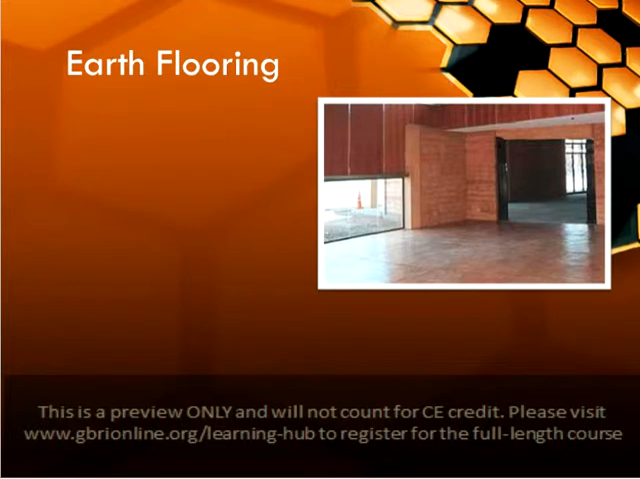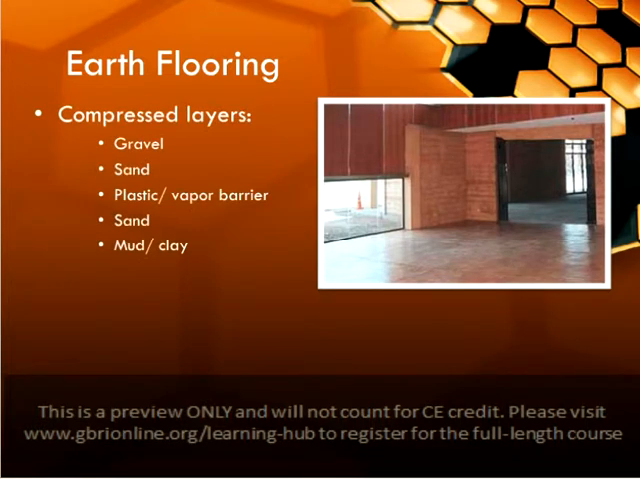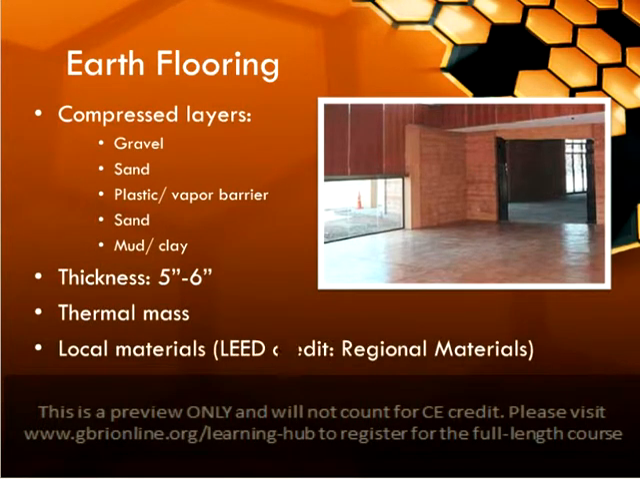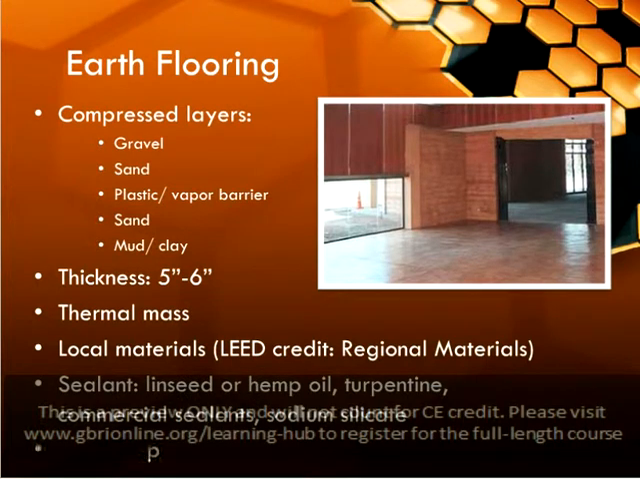One of the most natural types of flooring is earth flooring. Also called rammed earth flooring, this floor is created by compressing layers of mud or clay over sand, a vapor barrier, and more sand and gravel. The floor is most often sealed with hemp or linseed oil, but turpentine, sodium silicate, and commercial sealants may also be used. This creates a very thick floor that is also very insulating and can act as a thermal mass for passive solar heating strategies.